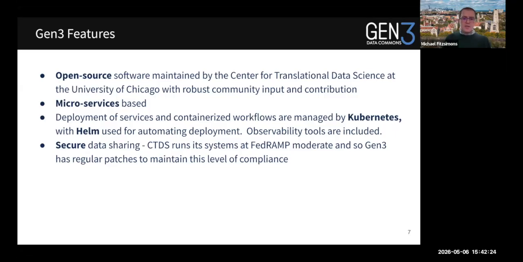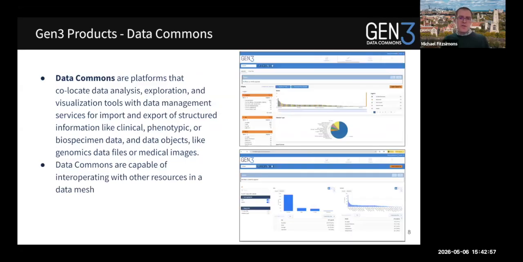So CTDS, the Center for Translational Data Science, runs its systems at FedRAMP moderate, and so Gen 3 has regular patches to maintain this level of compliance. This isn't to say that everybody's installation would be automatically FedRAMP moderate, just to indicate to you that our system, because we are FedRAMP moderate, has a very high standard for security, and that is embedded in how the system is architected and the level of patching. Next slide.